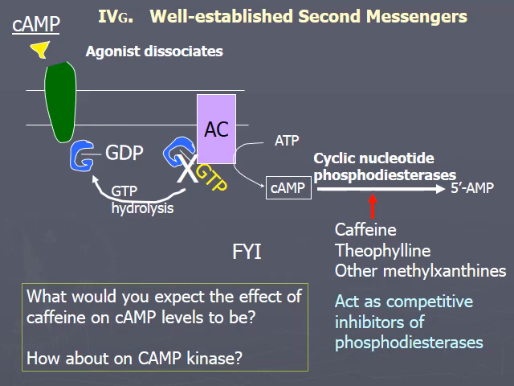So, what do you expect the effect of caffeine to be on cyclic AMP? Will the levels be higher or lower than they otherwise would be in the presence of caffeine? And how about the effect of caffeine on cAMP kinase? Would cAMP kinase be more active or less active in the presence of caffeine? I won't answer those questions, but hopefully the answers are obvious and they're easy to find in your book. If it's still unclear, you can ask me.